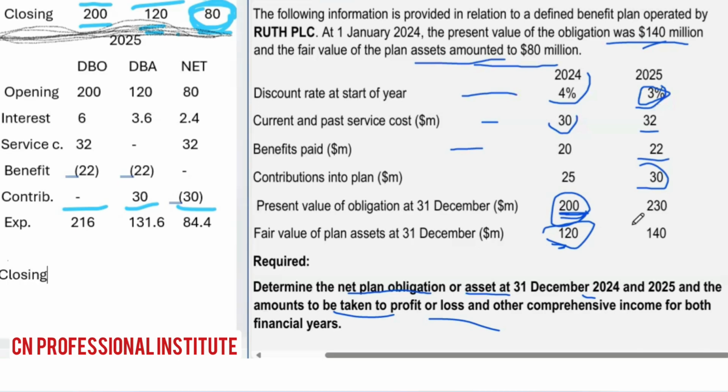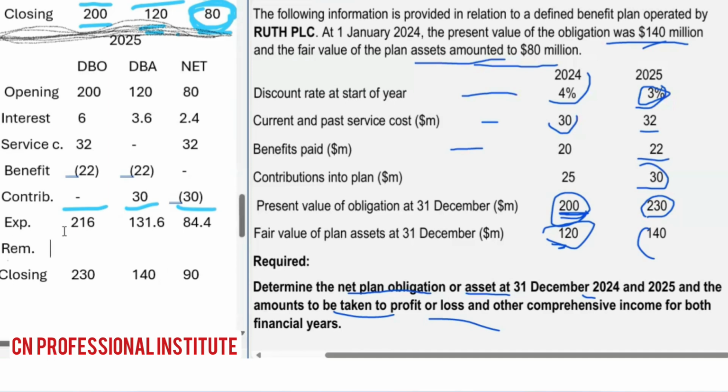If you go to 2025, the obligation is 230 and the asset is what? 140. Still, the obligation is bigger than the asset, so we are going to have a net liability. Now let's get the difference, the remeasurement loss or gain.